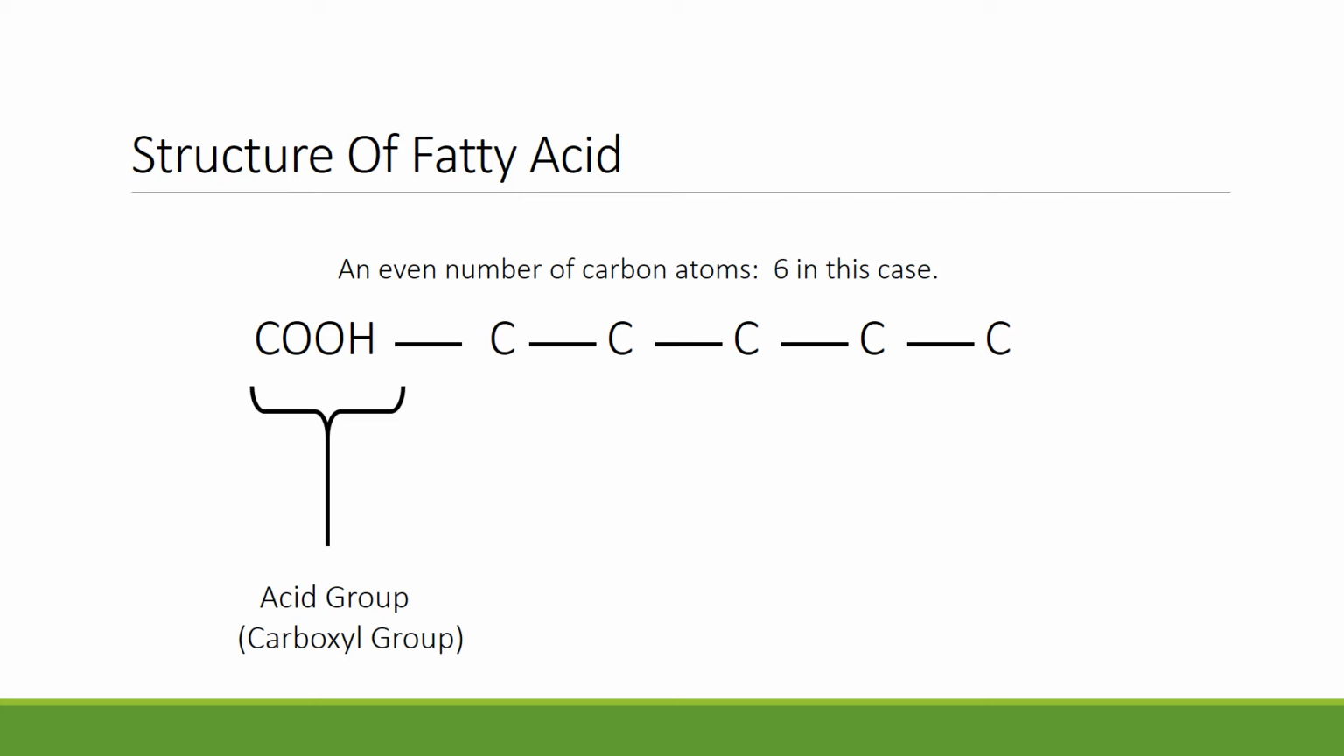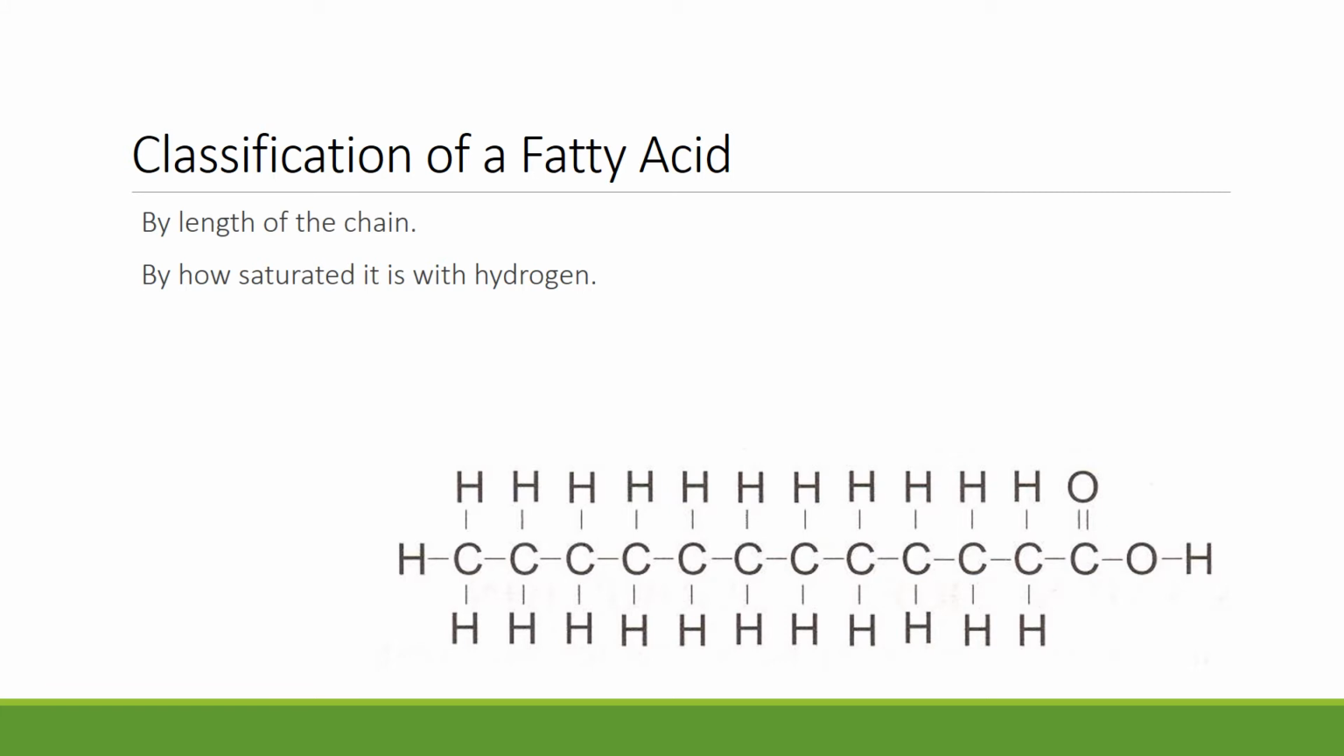If you count the carboxyl group carbon, you have a total of 6 carbons. Remember that the carboxyl group is the acid group, so this fits the criteria. There's an even number of carbon atoms, and there is an acid group in this structure. Fatty acids are classified on the basis of 2 characteristics. One is the length of the carbon chain, and the other is how saturated it is with hydrogen atoms. If you look at the molecule below, you'll know this is a fatty acid because it has an even number of carbon atoms, including the carbon in the acid group, and there are as many hydrogens as I can possibly put around these carbons, so it's said to be saturated.